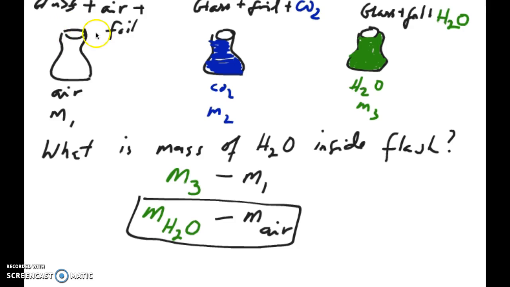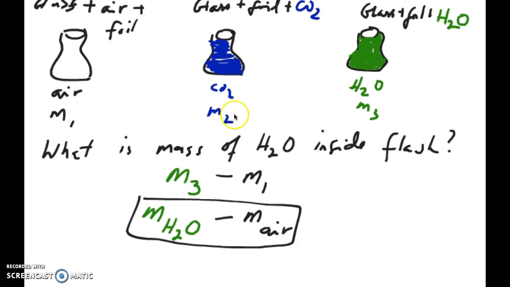If I put a foil, aluminum foil, over this to prevent the air from escaping, then the mass of the foil will also be part of that mass. But of course, the mass of air that's inside the flask will also be part of that mass. So if I call that mass M1, M1 is equal to the mass of the flask, which is the glass, plus air, plus foil. Let's say I take out all the air and now fill it with CO2, and I measure the mass again.